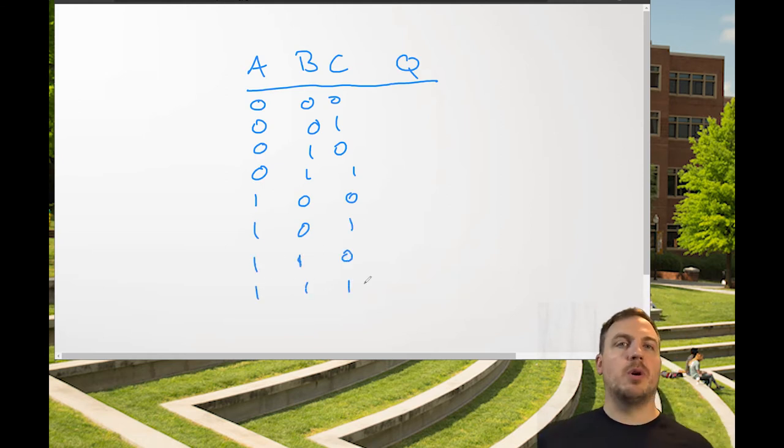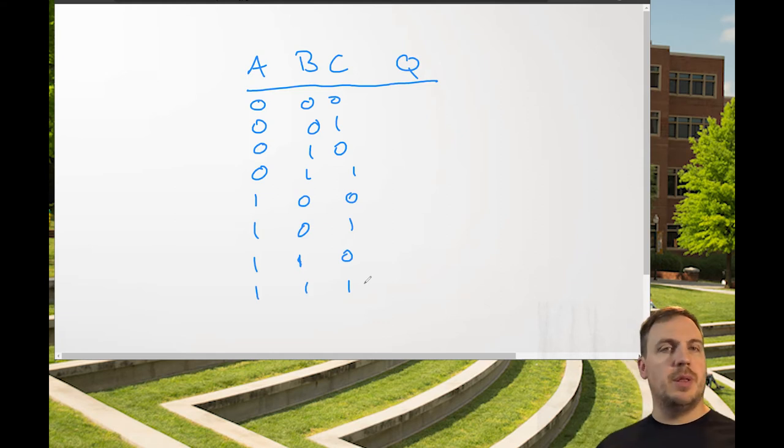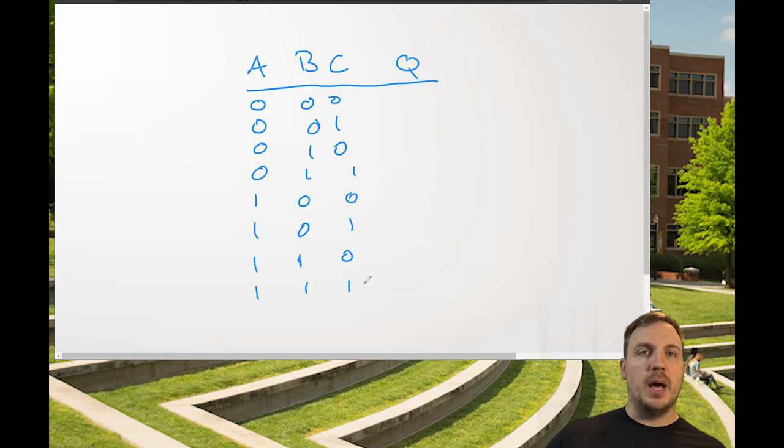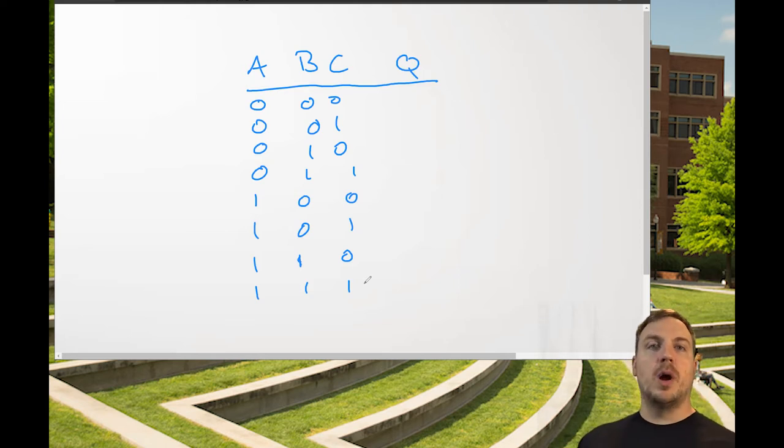So 8 rows are what we're going to need for 3 inputs, because 2 to the third, remember, each one of our inputs has 2 different variants, a 0 or a 1. And then it's to the third because we have 3 different inputs. So A could take a 0 or 1, B could take a 0 or 1, and C could take a 0 or 1. As you can see on the truth table that we've drawn, we have 8 separate rows that describe all the different inputs that we can get here.